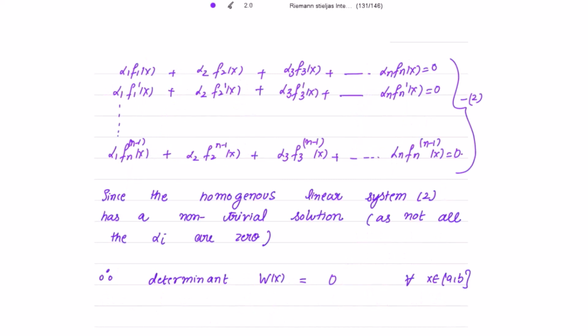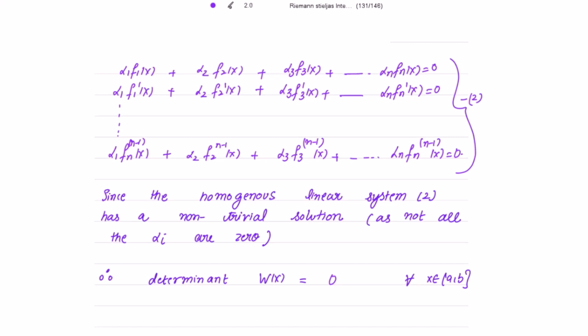Whenever I have a homogeneous linear system with a non-trivial solution, it means that if I take the coefficient matrix for this system of equations and take its determinant, then that determinant is 0. And the determinant of that coefficient matrix of these systems of equations is nothing but the Wronskian W(x). Same definition. The Wronskian is defined as the coefficient matrix of this system of equations.